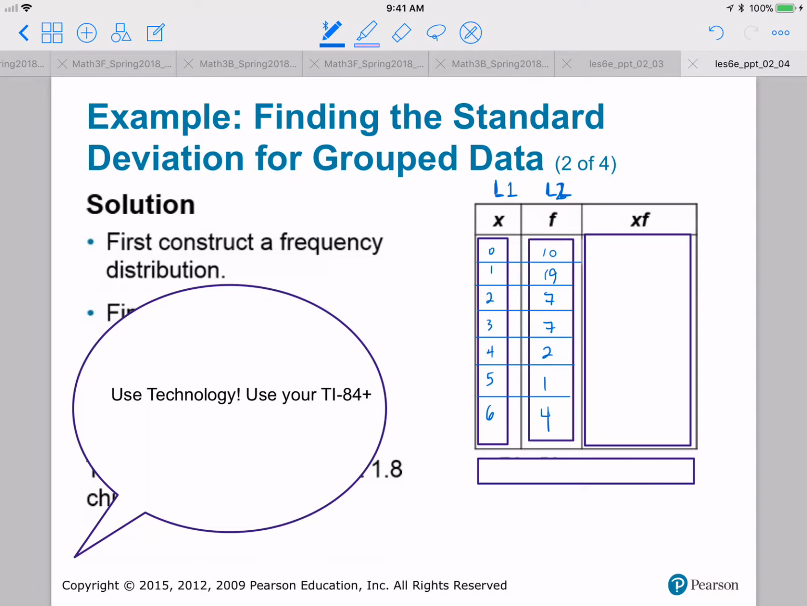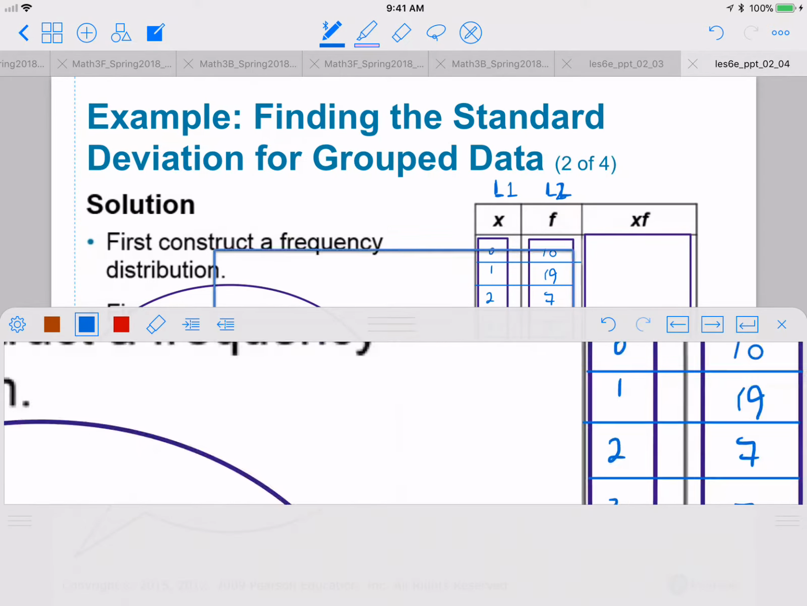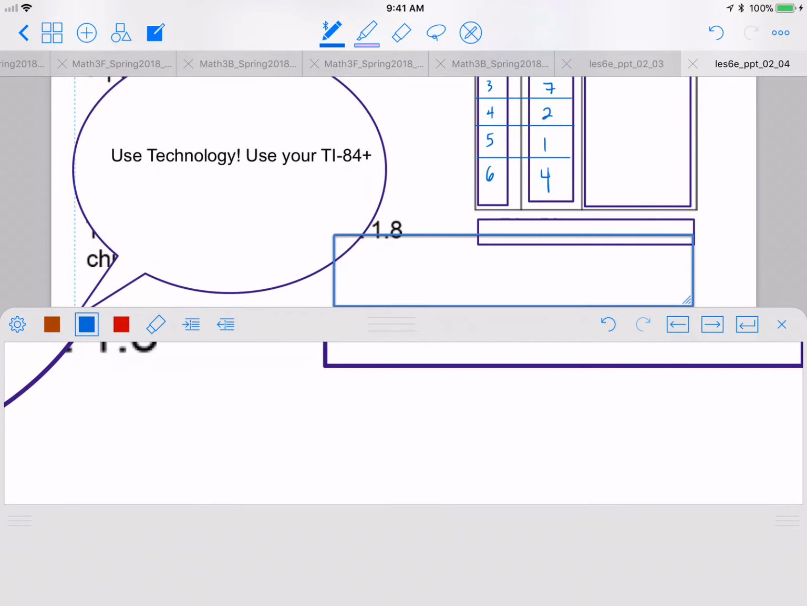All right. So you enter in your L1, and you enter in your L2. And now you go to your calculator. I'm just going to tell you how to do it. You're going to click Stat, and then arrow over to Calc, and then arrow over to 1-Var Stats.